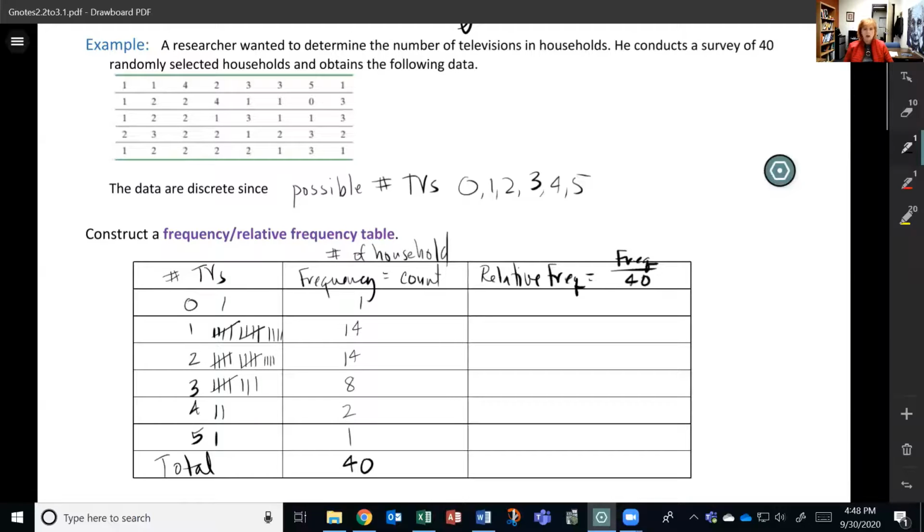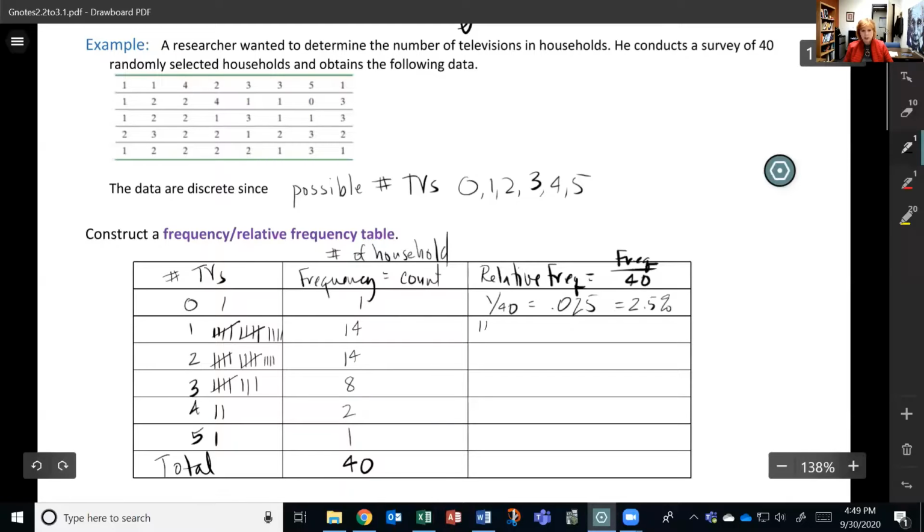All right, so over here, my relative frequency is going to be 1 over 40, and that is 0.025. It's actually 2.5%. All 3 of these are the relative frequency: the fraction, the decimal, and the percent. They're equivalent. Each one of these is exactly the same thing.